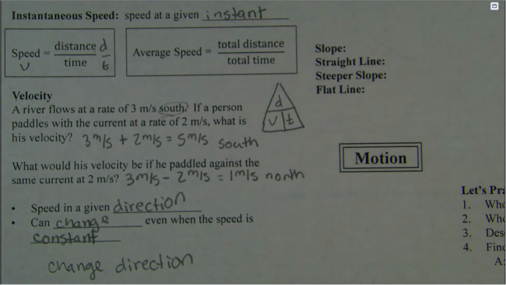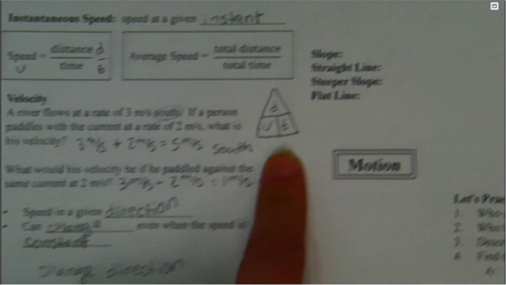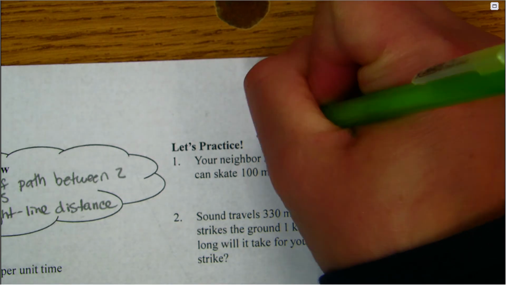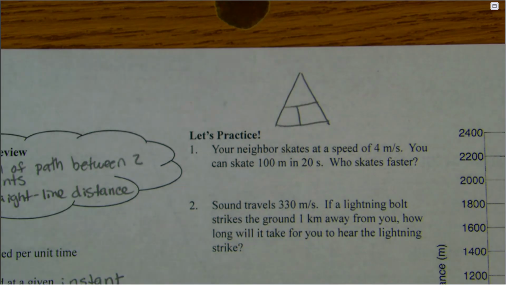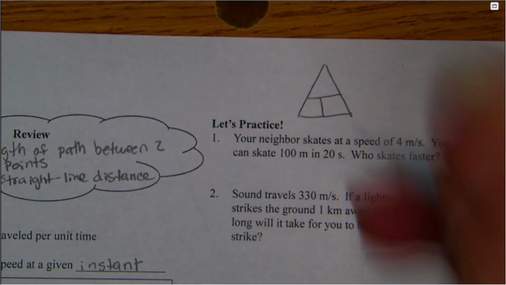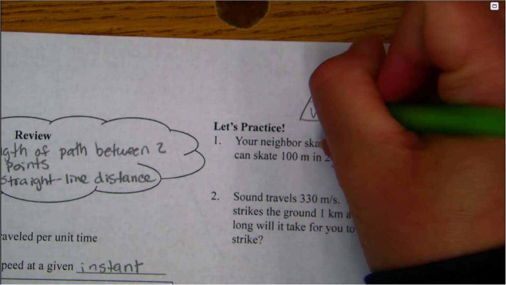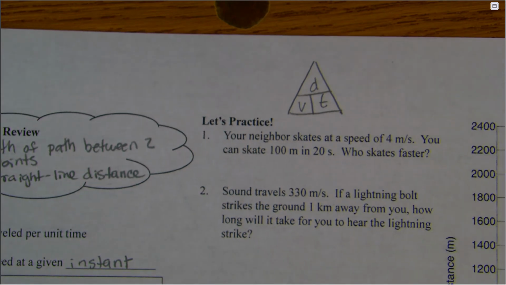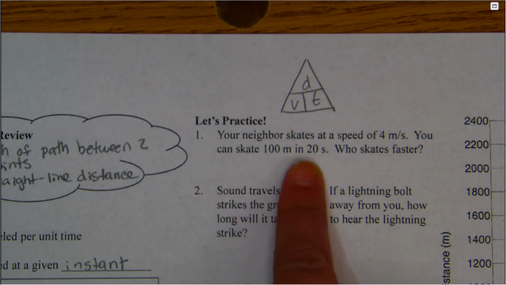So let's do some practice problems using our formula and our triangle that we've created. So I'm going to redraw my triangle so that we can see it again better. Velocity is distance divided by time. So I'm going to do distance divided by time. Velocity is left over, so there we go. We fill that in. So my neighbor skates at a speed of 4 meters per second. You can skate 100 meters in 20 seconds.